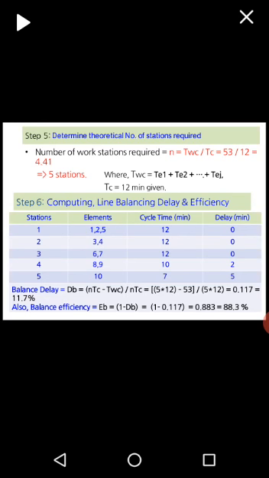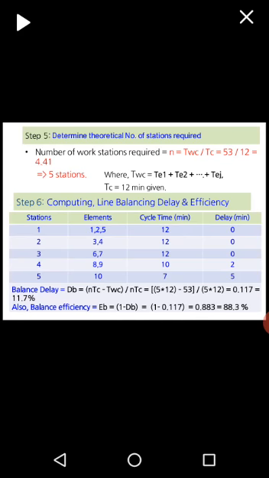Coming to station 4, the elements are 8 and 9. The cycle time is 10. In station 4, we have a delay period of 2 minutes. And coming to the last station, that is station 5, the element is only one, the 10th element, and its cycle time is 7 minutes, and for that we have a delay period of 5 minutes.